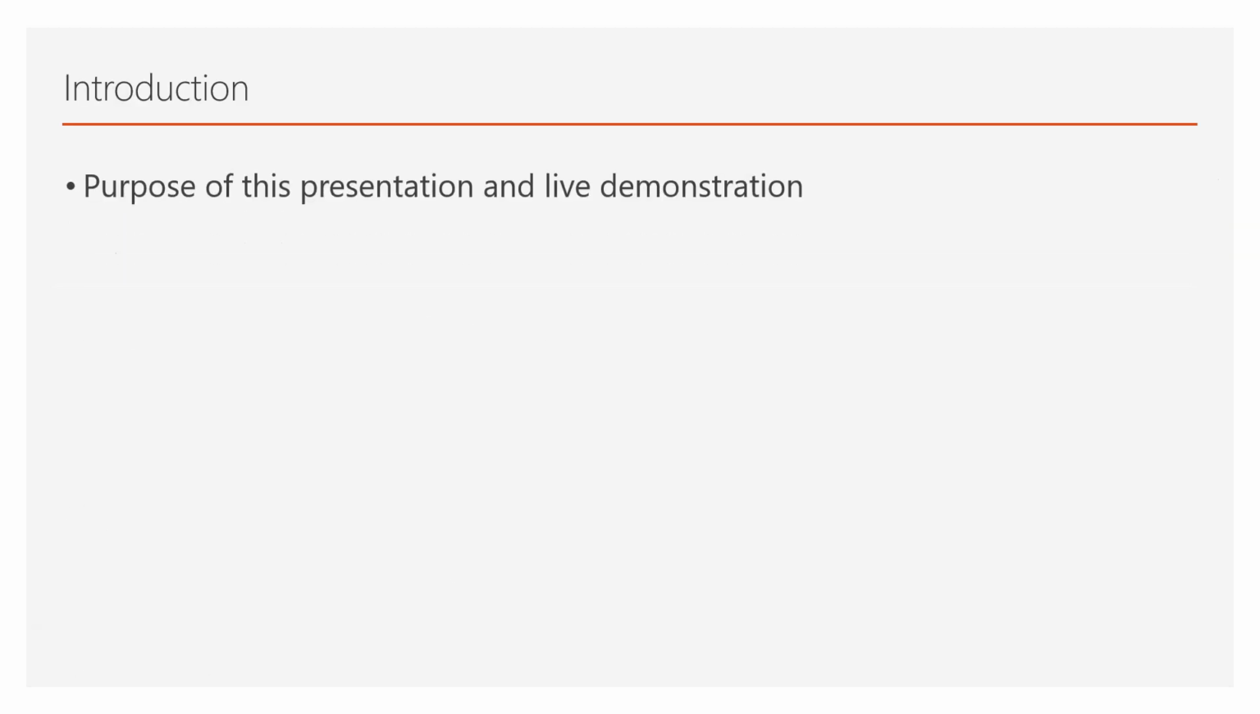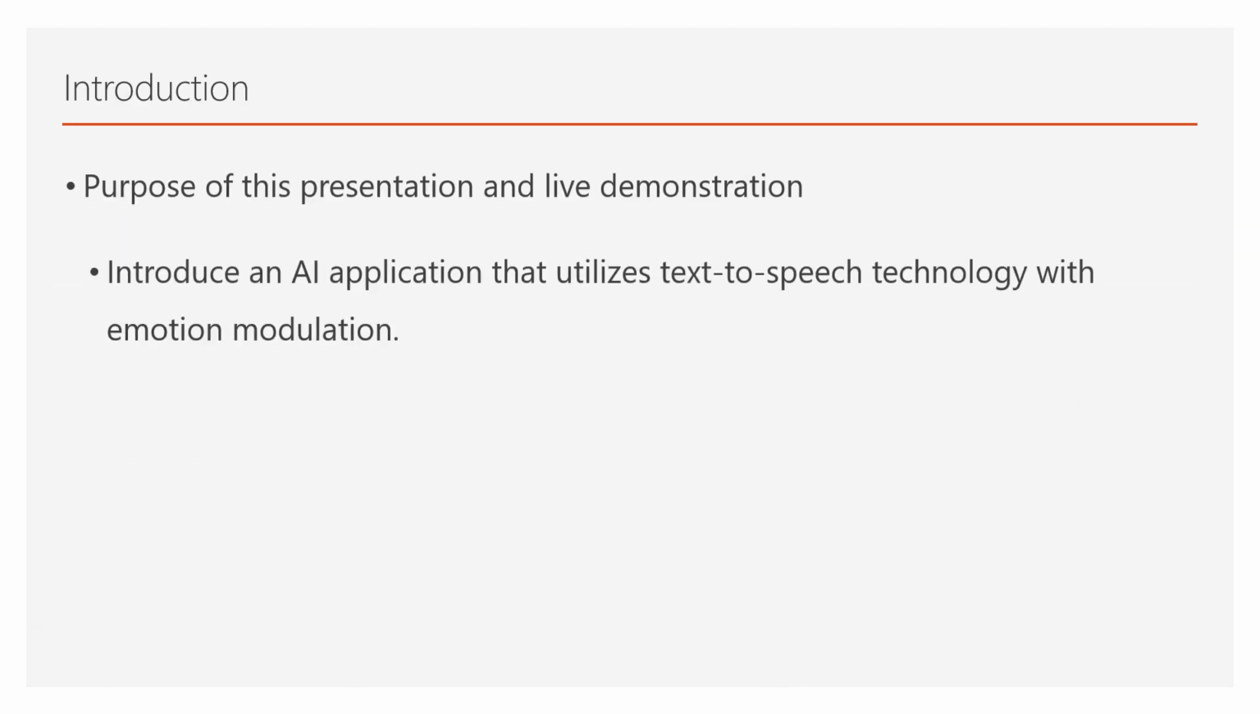So, the purpose of this presentation and live demonstration is to introduce an AI application that utilizes text-to-speech technology with emotion modulation. And by mentioning emotion modulation, this is NLP, that is natural language processing sentiment analysis, and via this technology, our application will be able to analyze the given user input and respond in the proper tone. This simple application will be implemented in Python.